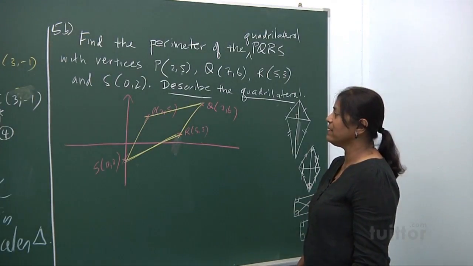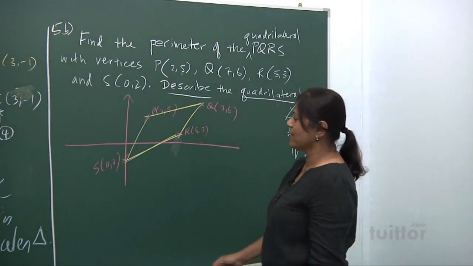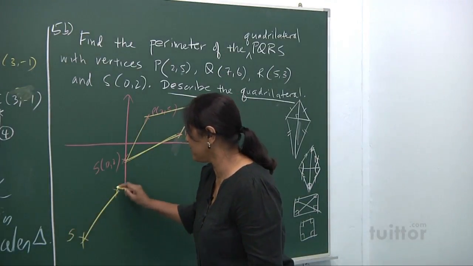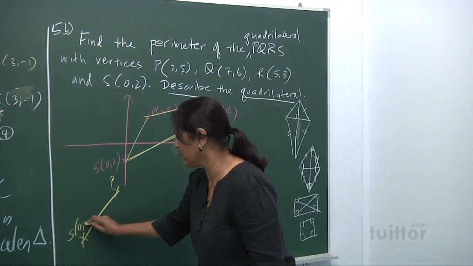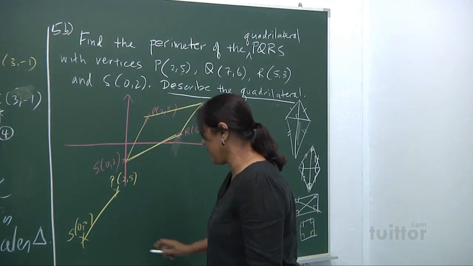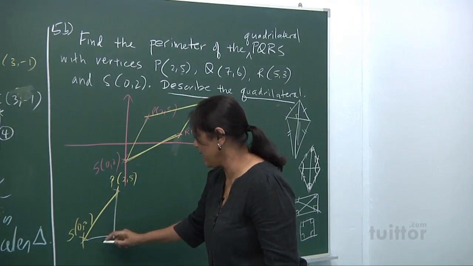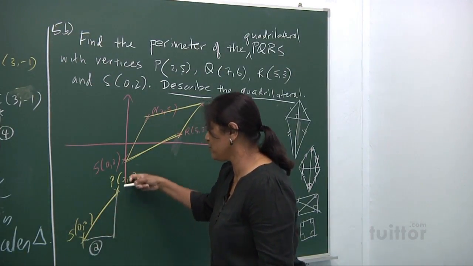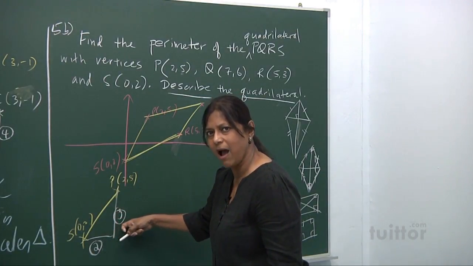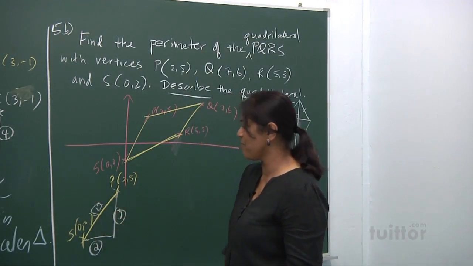So find the perimeter. Let's get the length of PS. What's the length of PS? This is your S, this is your P. S is (0, 2), P is (2, 5). We want to find the length here. 0 to 2, the X, 2 units. From 2 to 5, 3 units. So 4 plus 9, 13. The length PS is square root 13.